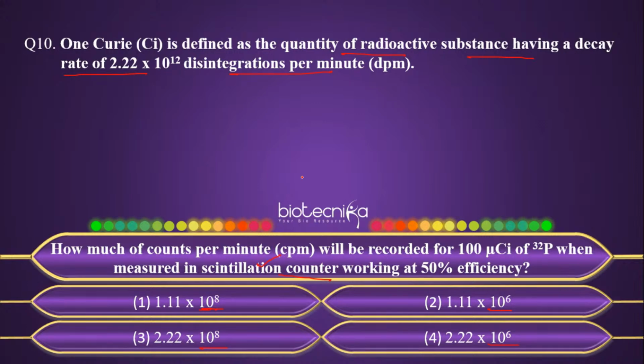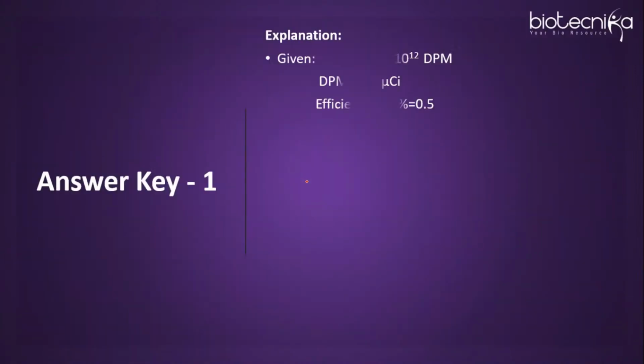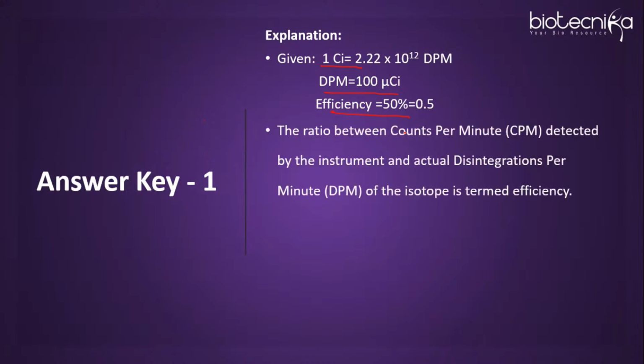Okay, so I think all of you have answered. Let's check the answer. So basically, the answer is option 1. See, it's given in the question that 1 curie is 2.22 into 10 raised to power 12 dpm, the activity is given as 100 microcurie, and efficiency is 50%, which I can write as 0.5.